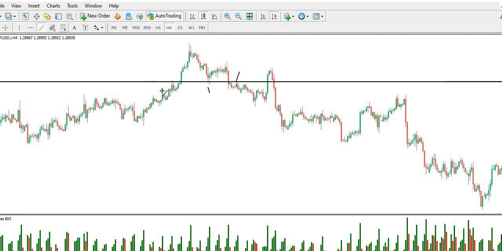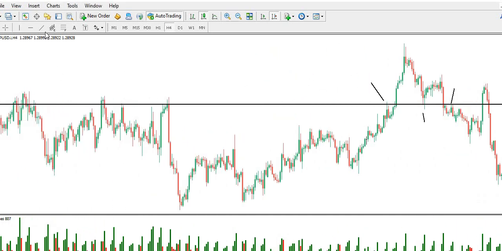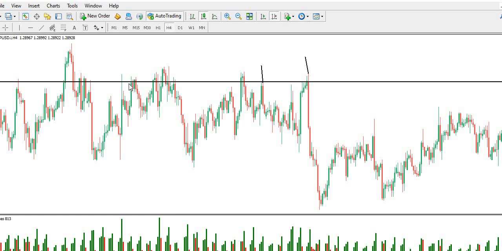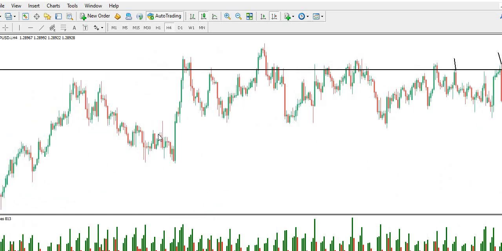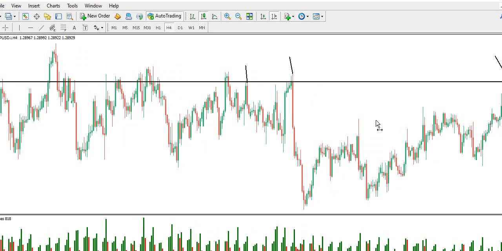See, even the zone was respected in the past. We are having countless touches on the zone. You can see how the market is reacting on the zone. Not only once or twice, but we are having countless touches on the zone. See?